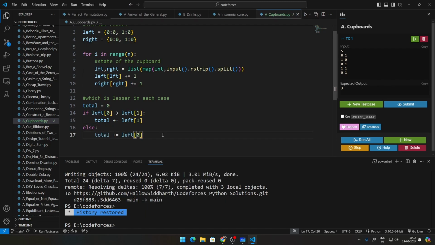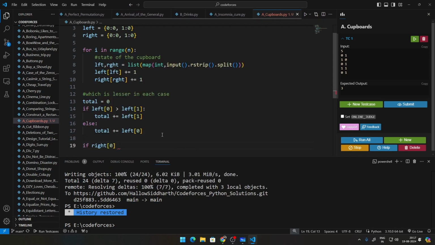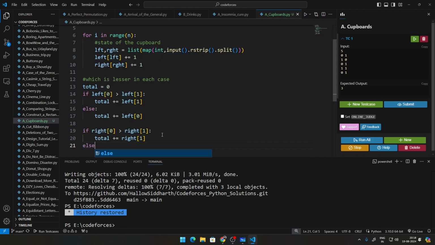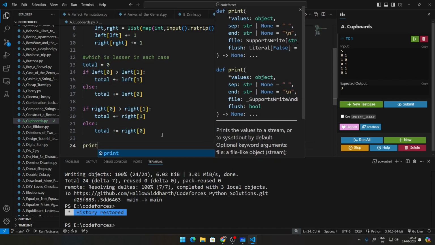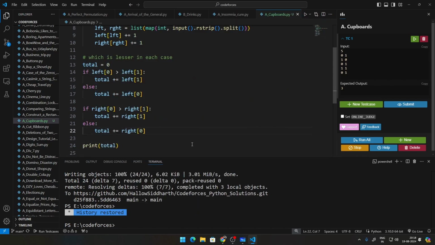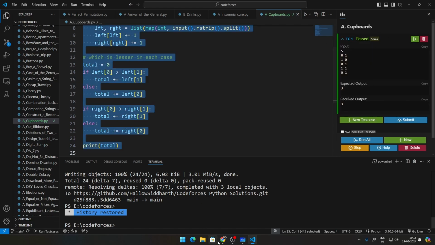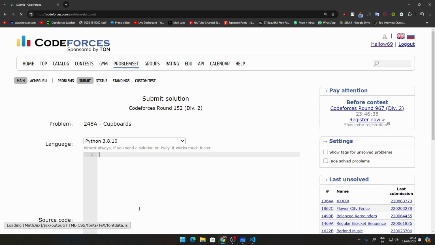So you can kind of guess. Similarly, we can go ahead and do for right as well, because we have to check for both. So if right of 0 is greater than right of 1, we can go ahead and add total plus equal to right of 1. Else we can go total plus equal to right of 0. Once we know all of this, we can just go ahead and print this total value, and that will be our answer. So go ahead and run. You can see this particular test case passed. We can go back and submit this code so that you guys know that this particular code works.